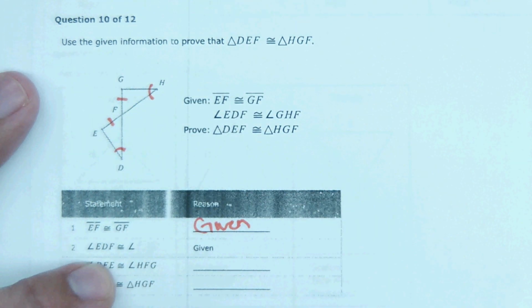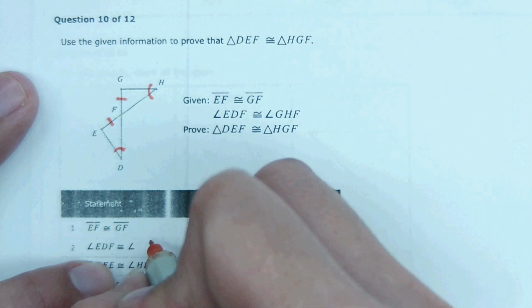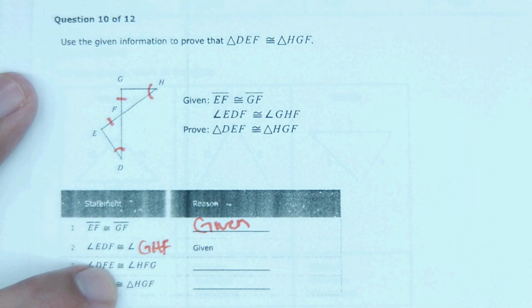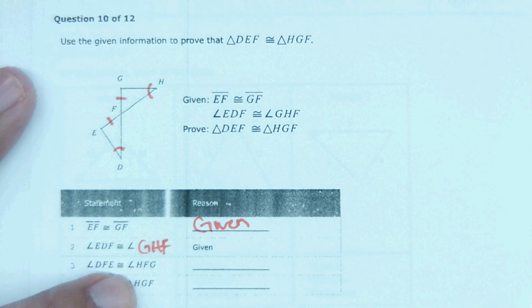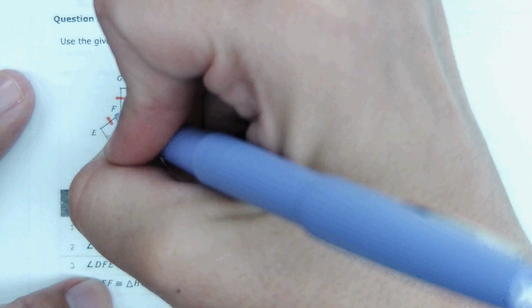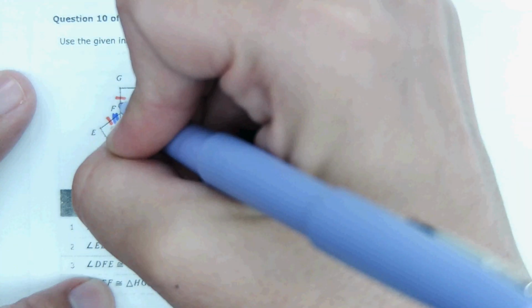Okay, next one, again, it repeats the same situations over and over, starting with given. EF equals GF, and I'm marking it on here, or drawing it on a piece of paper and marking it. Then it says EDF, so this angle equals GHF. And then this blank right here, GHF, just copying that. So I got like a side and an angle.